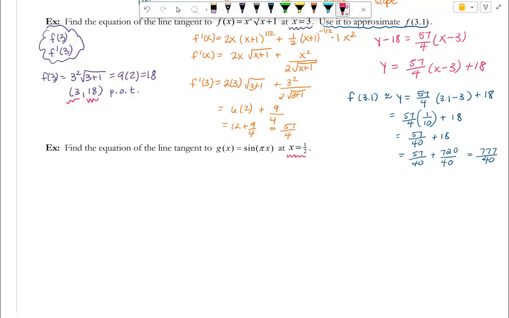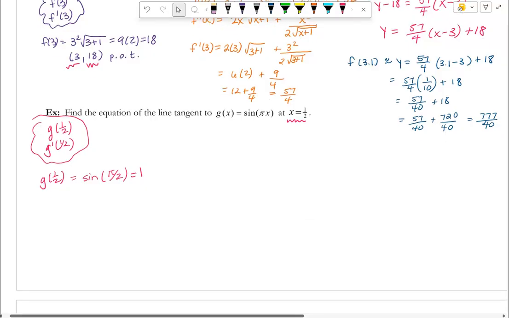So I need to find, well, I said f, I'm going to say g, since our function is called g. I need to find g of 1/2. That will give me the rest of my point of tangency. And then I also need g prime of 1/2. So just kind of my little thinking bubble over here. All right, so g of 1/2 is just the sine of pi times 1/2, which is just pi over 2. And I know that the sine of pi over 2 is 1.